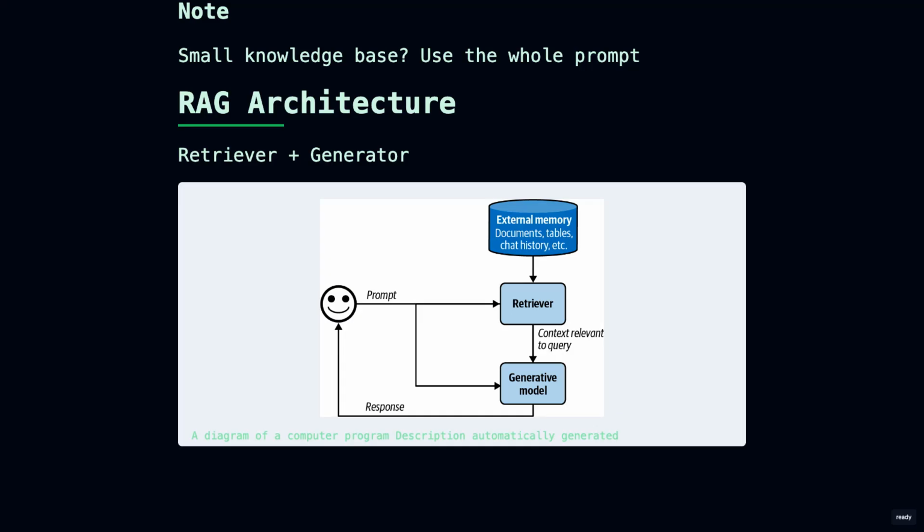Notice the two-stage flow here. The retriever pulls relevant chunks from the knowledge source, and the generator uses those chunks plus the user query to produce the final response.